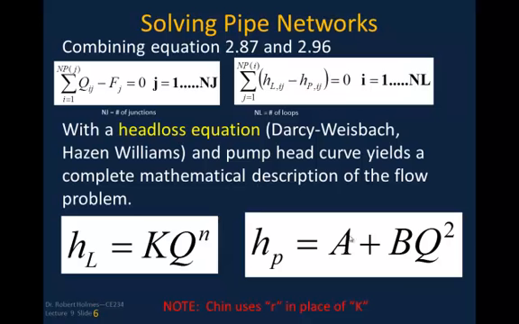So essentially, what we're talking about here with this Q to the N power, this K is going to be based on the type of energy head loss equation we use, and the N will be as well. For Darcy-Weisbach, this N is going to be 2. For Hazen and Williams, it's going to be 1.85. The K value is going to have different forms depending on whether it's Darcy-Weisbach or Hazen and Williams.